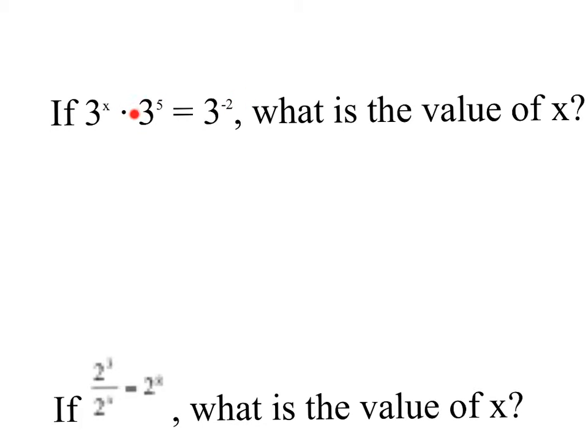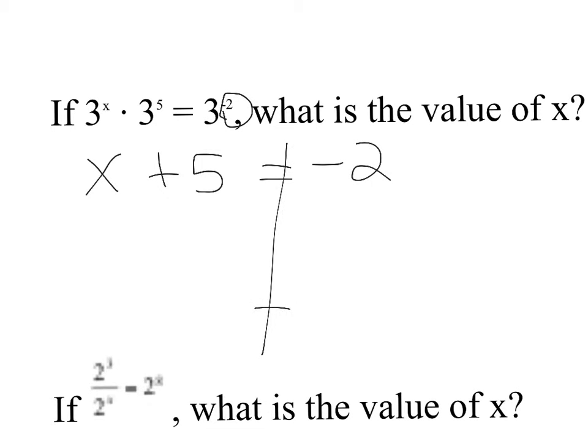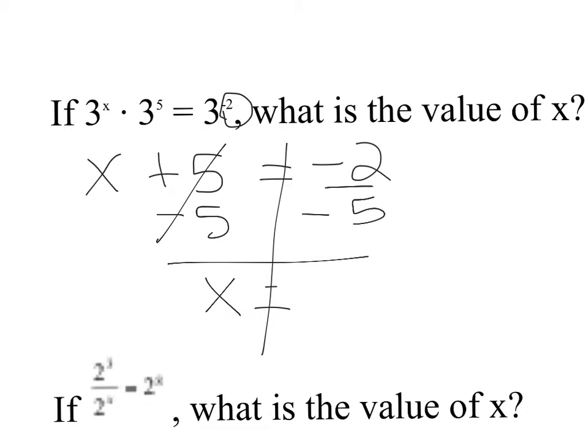Now, that little dot represents multiplication, and we know that the rule for multiplication when it comes to exponents is we're just going to add them. So I'm going to do x plus 5, and this is all going to equal that negative 2, that exponent. Now, this is just a one-step equation. Draw my line, put my equal sign on the bottom. How do I get this positive 5 over here? Well, the opposite of a positive 5 is a negative 5, so I'm just going to subtract on both sides. These cancel out. x is going to equal negative 2 and a negative 5.